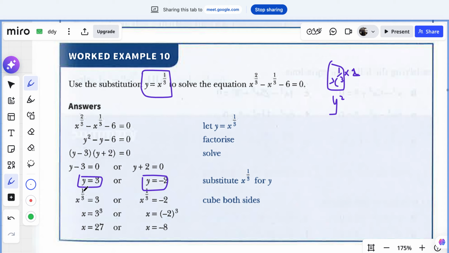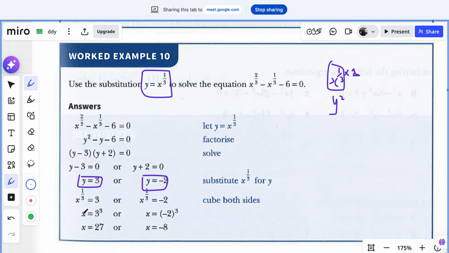So it means x to the power of 1 over 3 is equal to what? 3. Because you just solved y to be 3. Now I'm going to cube here, meaning I raise here to the power of 3. I also raise here to the power of 3. Why am I cubing here? Because if you raise here to the power of 3, this 3 in the denominator will cancel this.